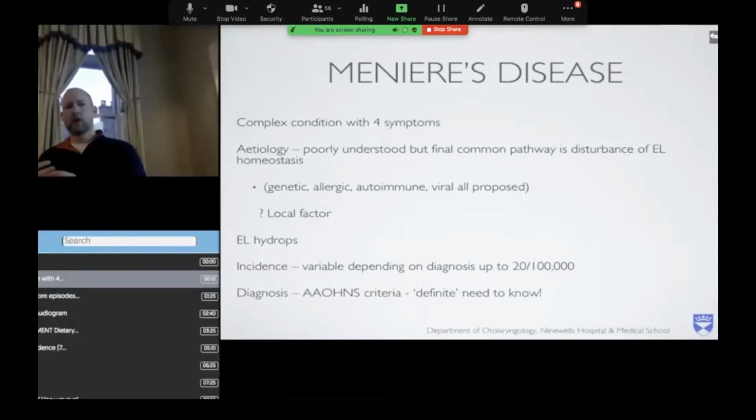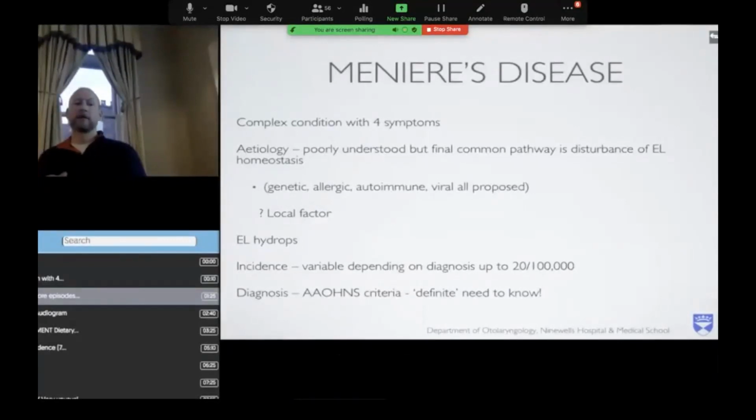The final common pathway of endolymphatic hydrops is probably what you should really be talking about, what we do know that there's good evidence for. If you talk about the incidence, that's difficult to define because the incidence varies depending on which population you study and what your definition for Meniere's is, what you're using as your definition. So the incidence I've seen vary tenfold.